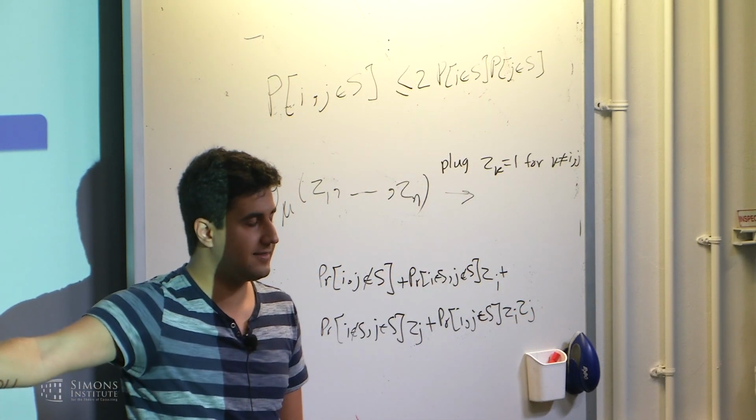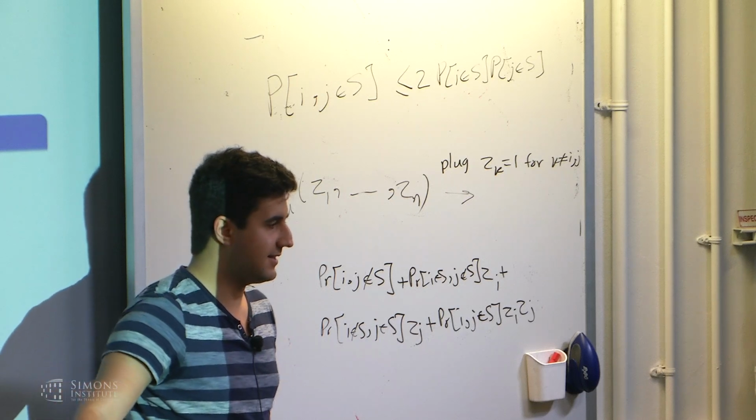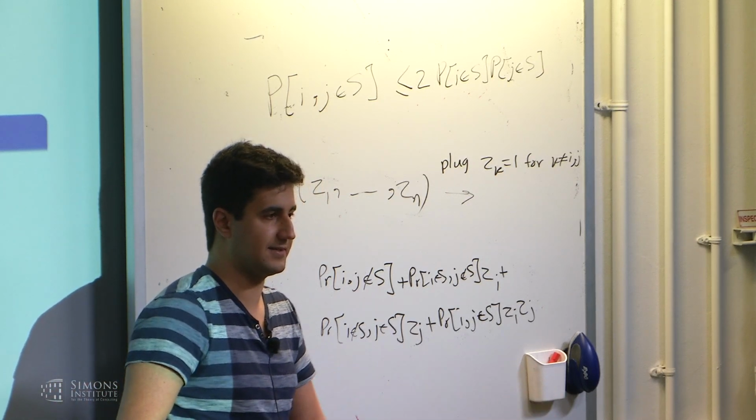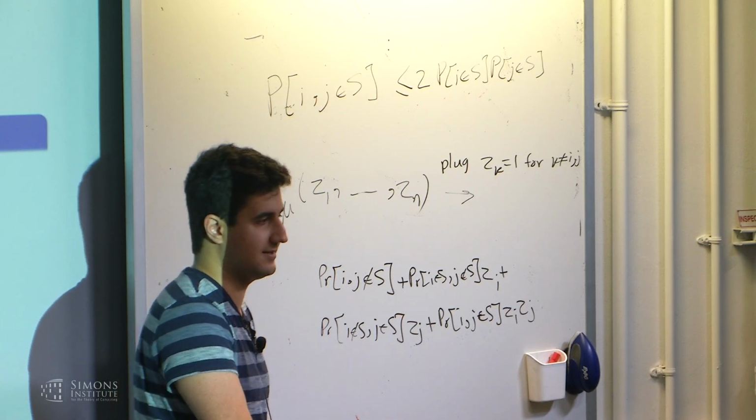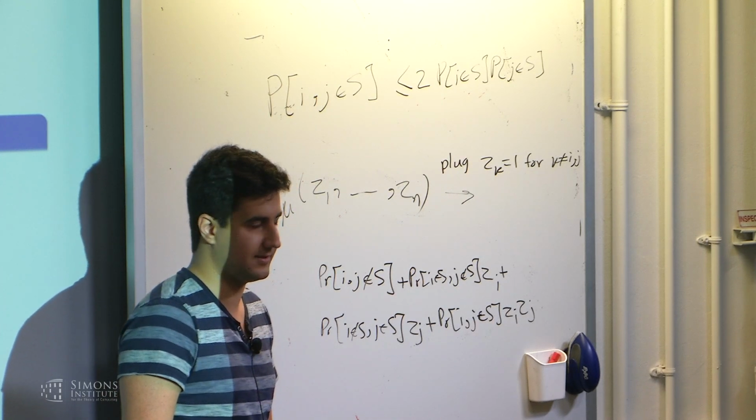Now you just apply that thing over there, and you get actually something stronger than what I've written over there. You get something slightly stronger than the negative correlation up to a factor of 2, but it implies negative correlation up to a factor of 2.